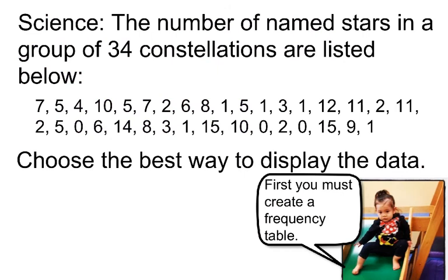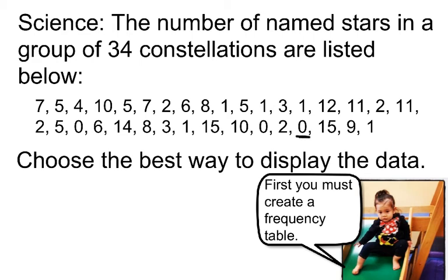So let's look at an example. Science. The number of named stars in a group of 34 constellations are listed below. And we can see all of these numbers. Choose the best way to display the data. So, in this case, the best way to display the data is to create a frequency table and use a histogram. So we have to look at these numbers and ask ourselves, where's my smallest number?